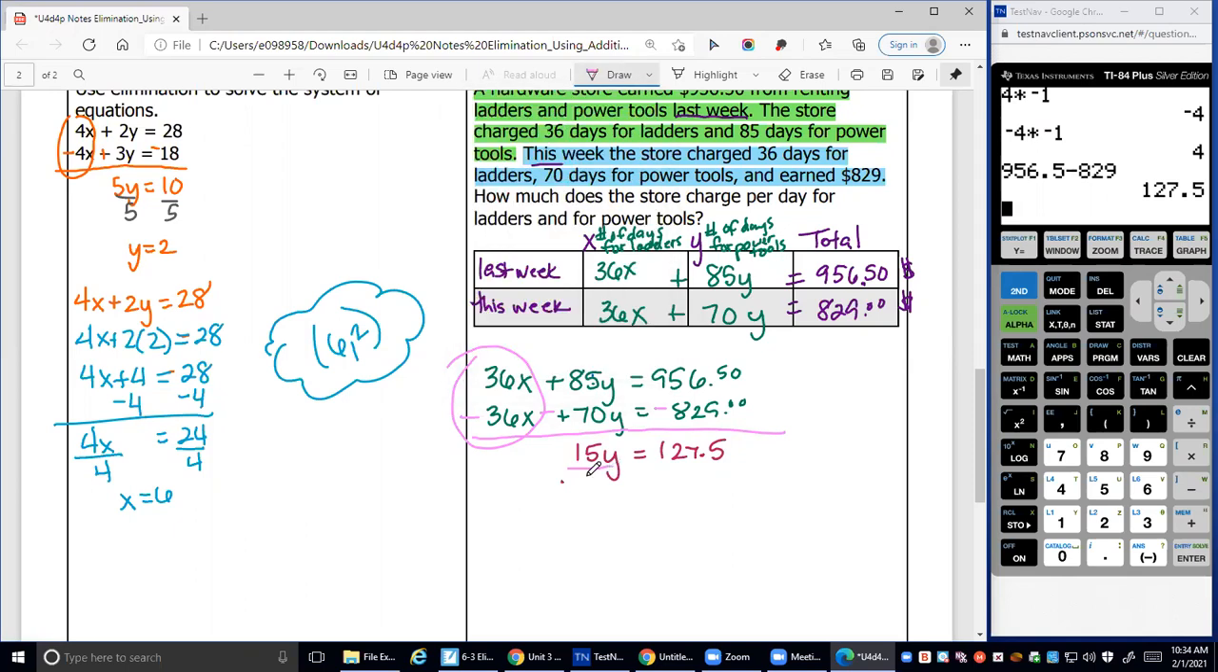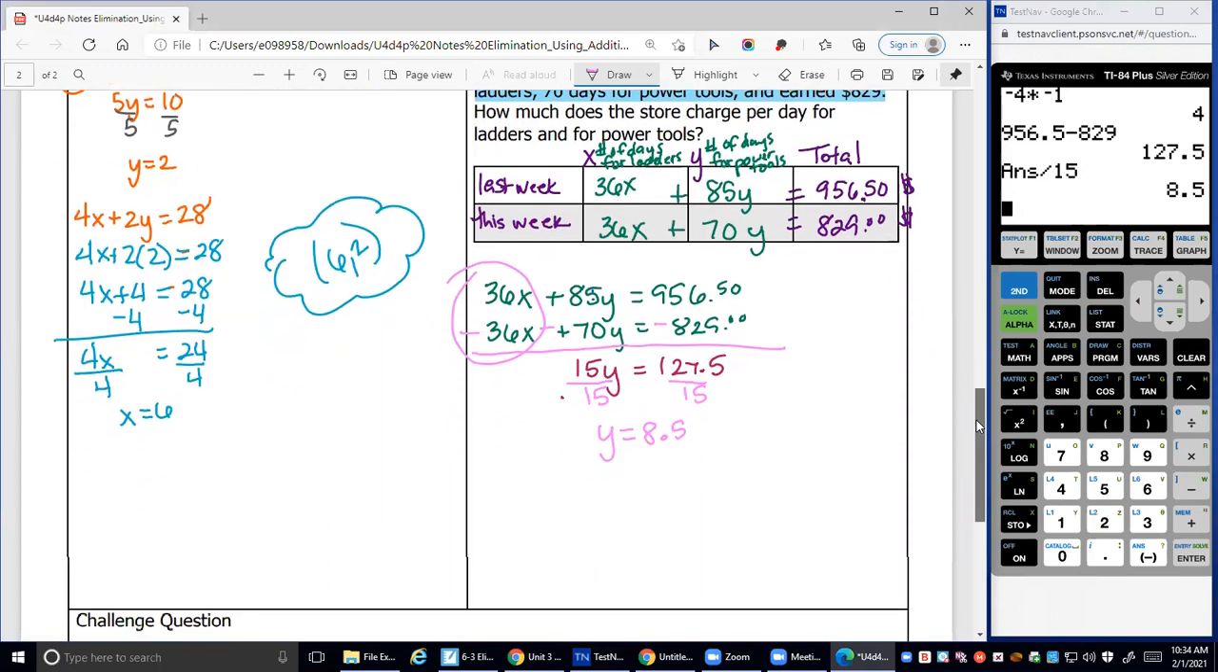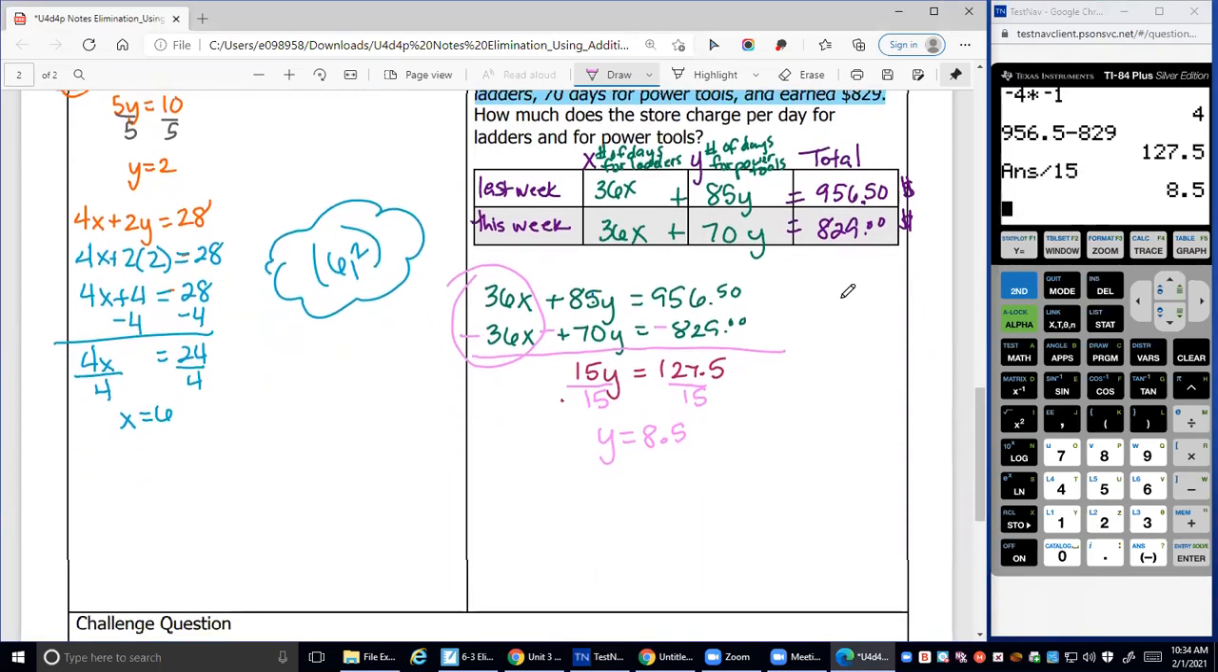There you go. So notice on my calculator, I just hit divide and it says ANS. That means answer. It takes whatever was in the previous spot for my last answer. It's automatically assuming it's there. I'm going to divide by 15 and I get 8.5. Y is equal to 8.5. All right, fabulous. Now I need to just solve for X.